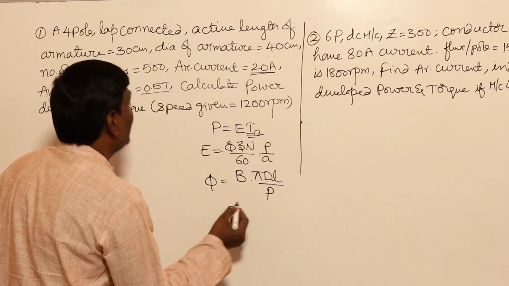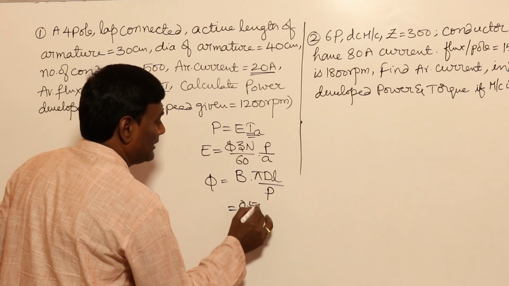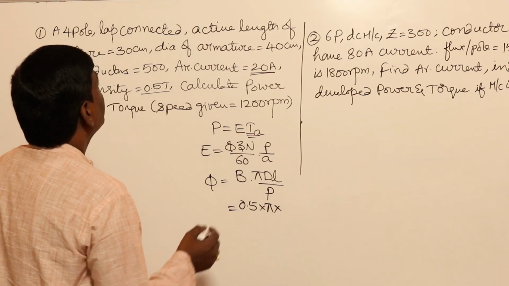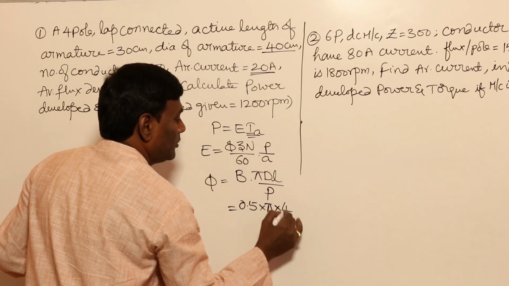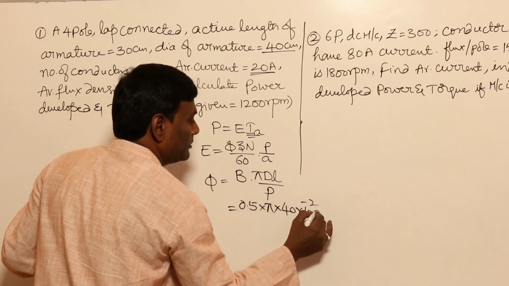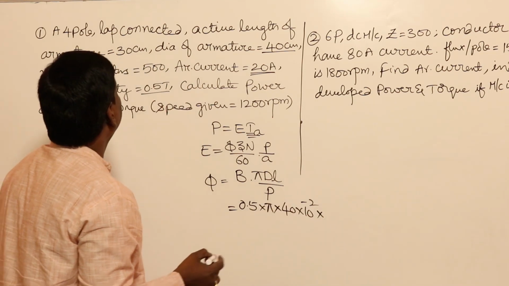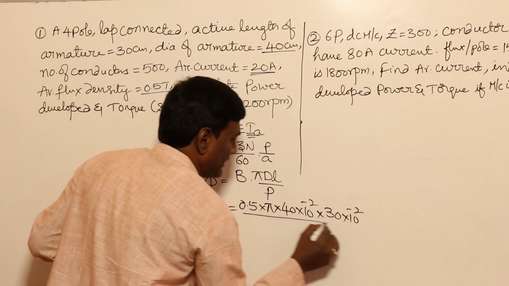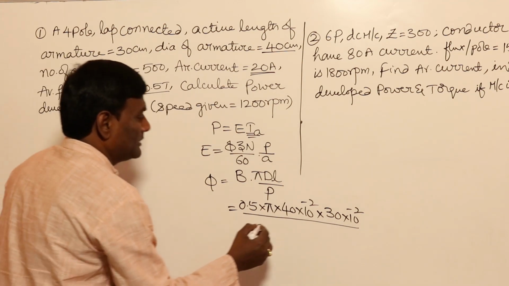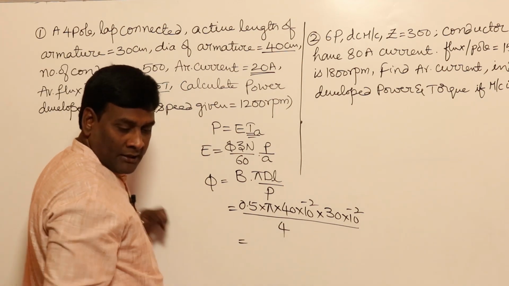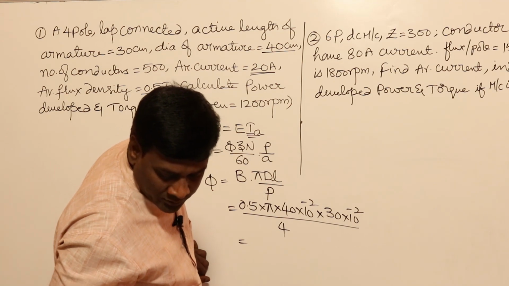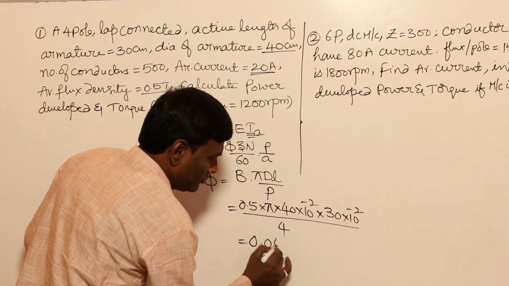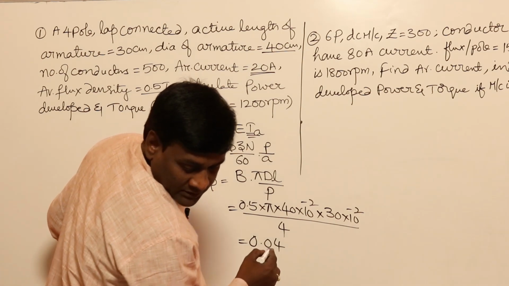Now please calculate flux. How much is flux density? 0.5 Tesla into pi into diameter. Diameter of armature is 40 centimeters, so 40 into 10 to the power of minus 2, into length of armature 30 centimeters, 30 into 10 to the power of minus 2, divided by how many poles are there? 4 poles are there. So you are going to get flux of 47.2 milliwebers or 0.0472 webers.